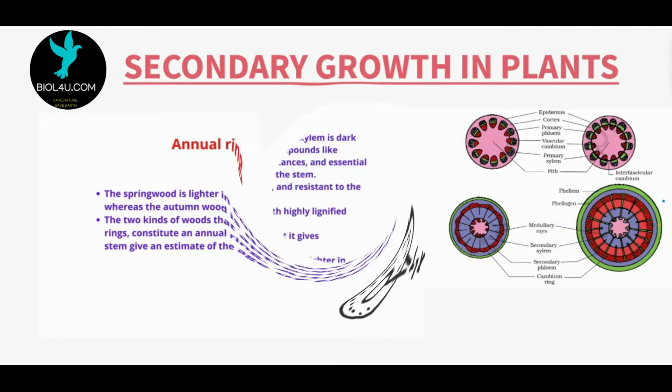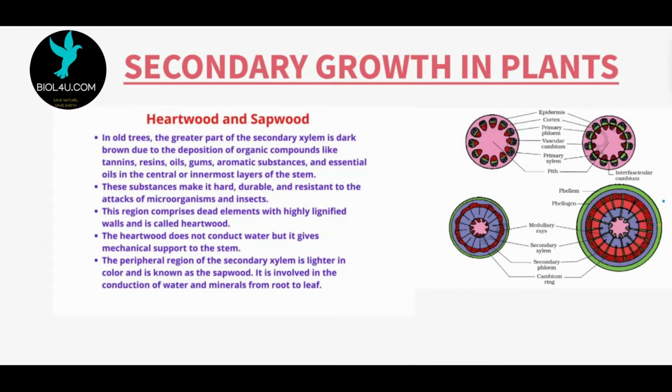So let us go to the next point. Let us see another two types of wood, known as the heartwood and sapwood. So what is actually the heartwood and sapwood? See here, in older trees, when the tree is very old, the greater part of the secondary xylem is dark.